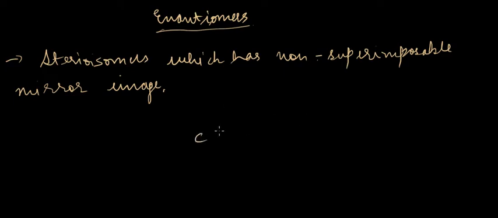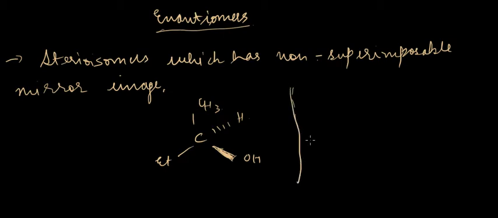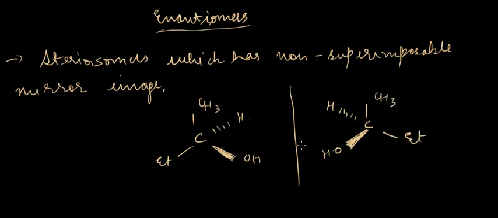So if you look at this carbon, let's suppose this hydrogen is going inside the plane or away from your face. This is in the plane, this also is in the plane, and this is coming out of the plane or towards your face. So if you draw the mirror image of this compound, you would find that something like this would be the structure, CH3 and Et.